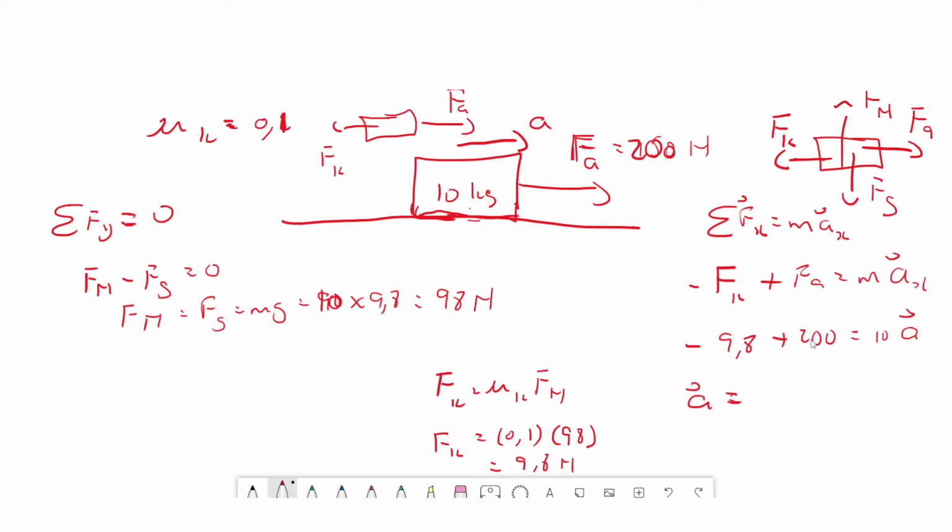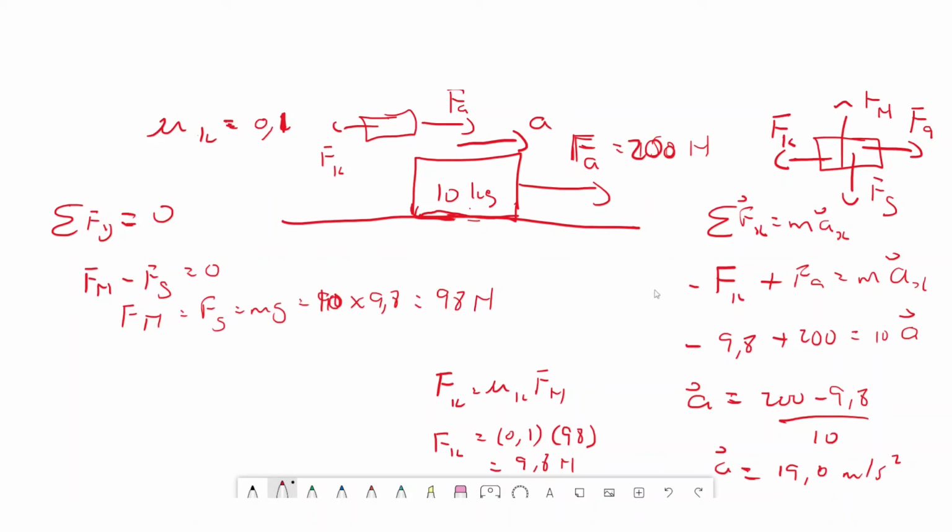Okay, so let's just do it. It's just 200 minus 9.8, and then you just divide it by 10. I'll just do it once, rather than adding everything there. It's 200 minus 9.8 divided by 10. This is going to be 19.02 meters per second squared. So that's my acceleration, right? It makes sense because my friction is not very big and my applied force is a lot.